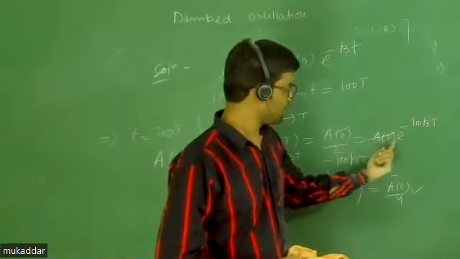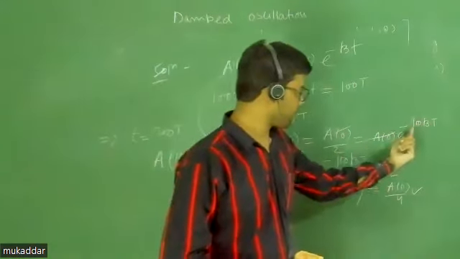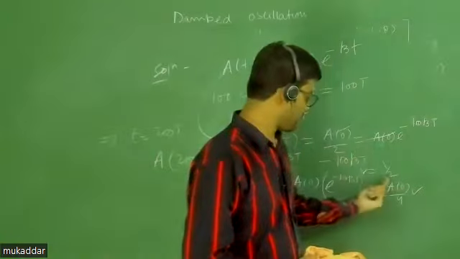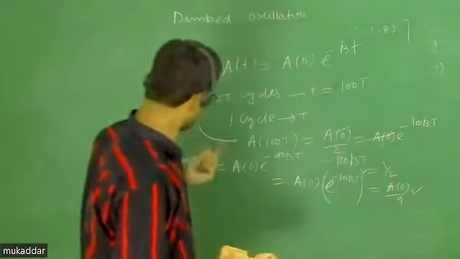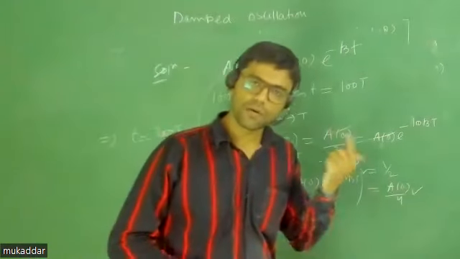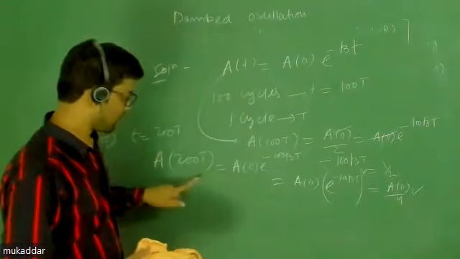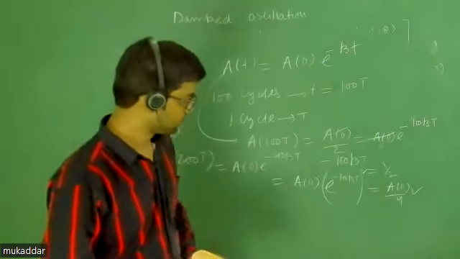Here a naught will cancel out and the value of e to the power minus 100 beta T will come out as half. What has been asked? The amplitude after 200 cycles are completed, so what will you put in place of t? 200 T. That part is clear.